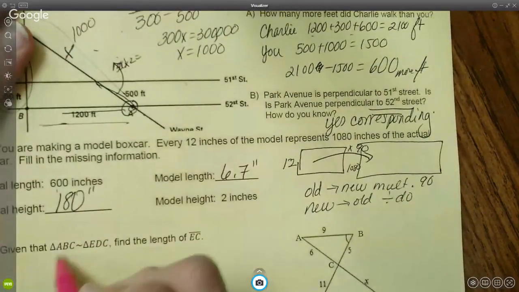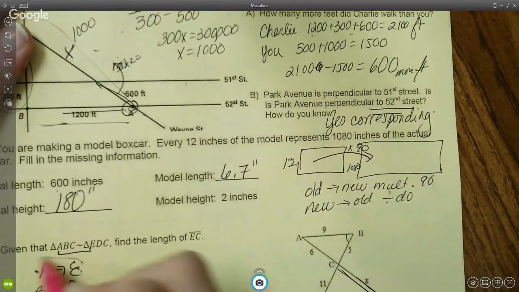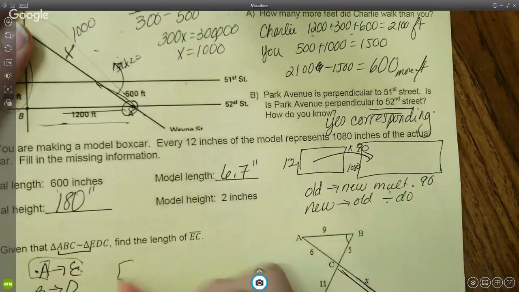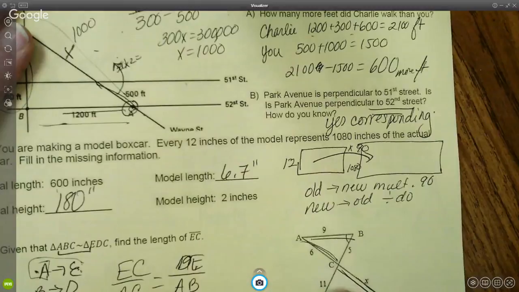Given, I think we did this one in class, A matches to E, B matches to D, C matches to C. Okay, it wants us to find EC. So in order to find EC, really we need AC. So here's our EC over AC. So that gives us x over 6. And then I just like to do the bottoms because they're easier. DE over AB, which is 19.8 over 9. And then we cross multiply. So we've got 9x.